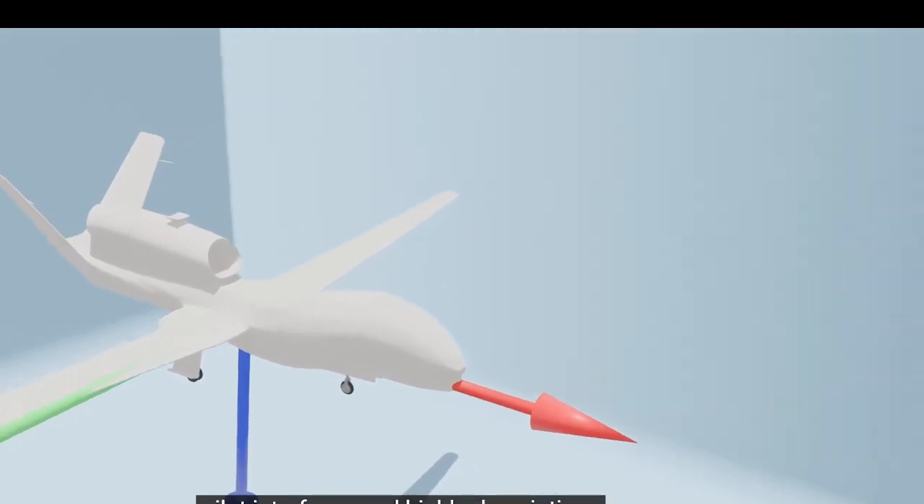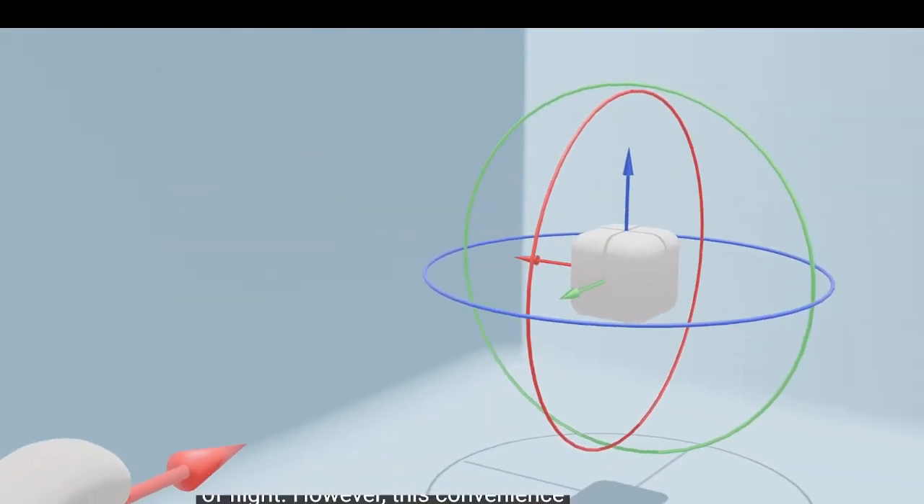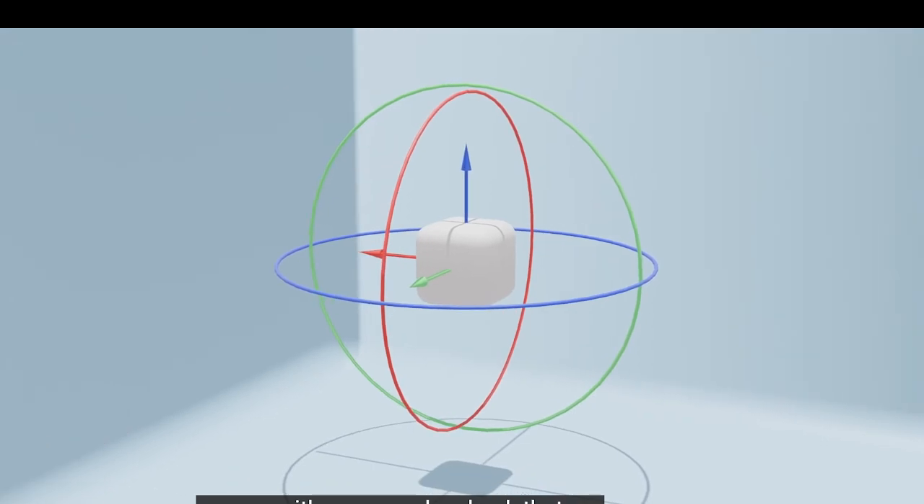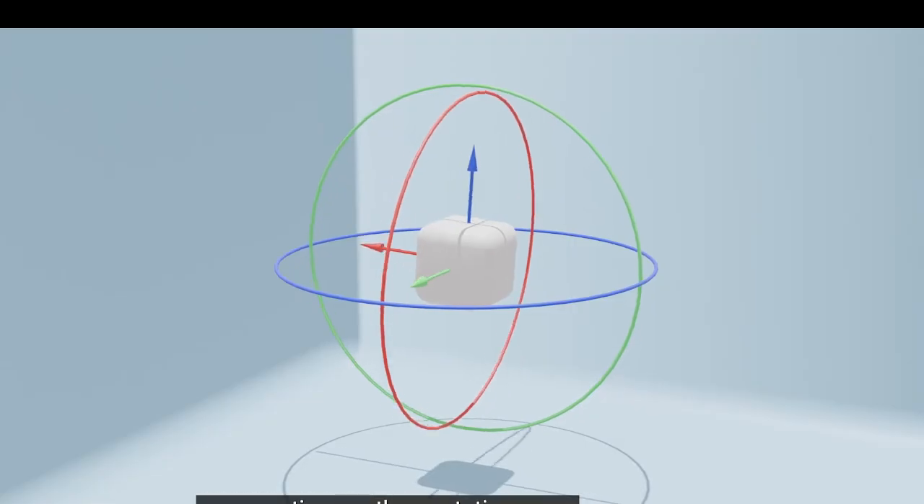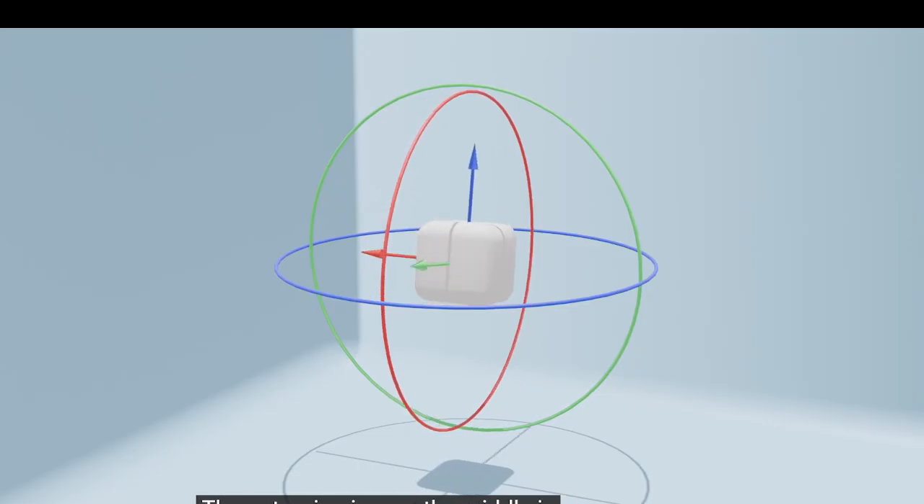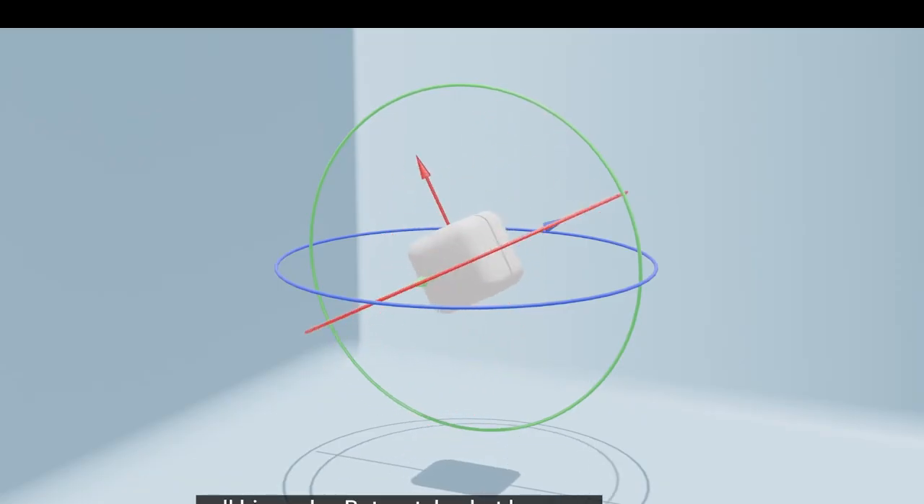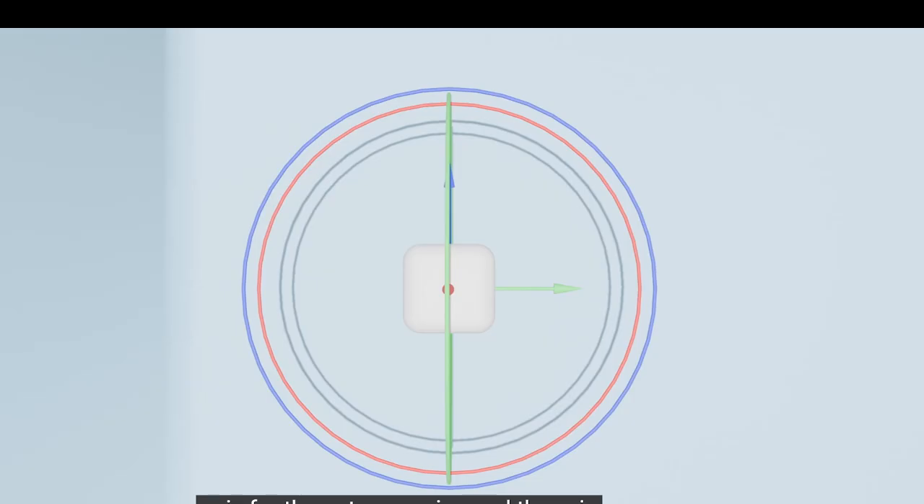However, this convenience comes with a severe drawback that we call gimbal lock. Here, our cube is mounted in a physical gimbal system representing our three rotation axes. The outer ring is yaw, the middle is pitch, and the inner is roll. Normally, these rings move in this yaw, pitch, roll hierarchy. But watch what happens when we pitch the cube up by 90 degrees. The axis for the outer yaw ring and the axis for the inner roll ring are now pointing in the exact same direction. These gimbals have become aligned.